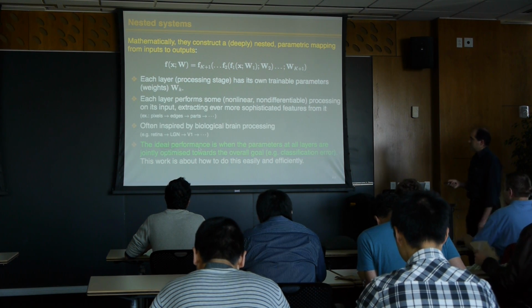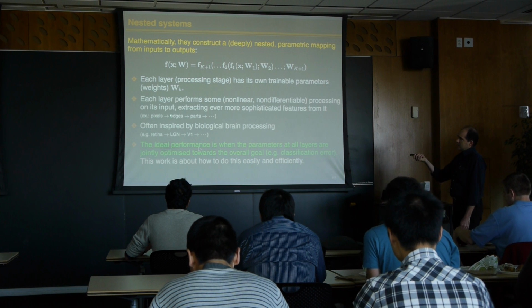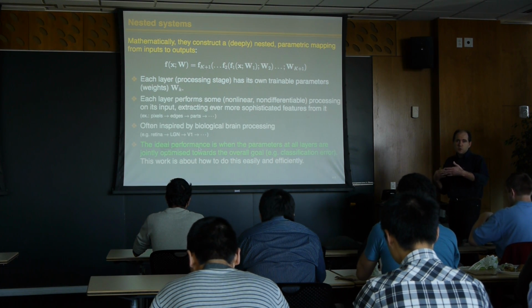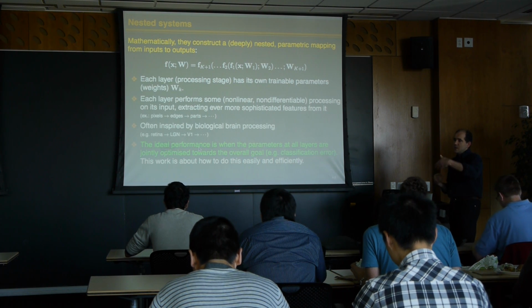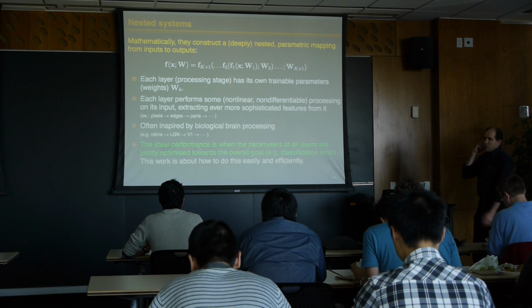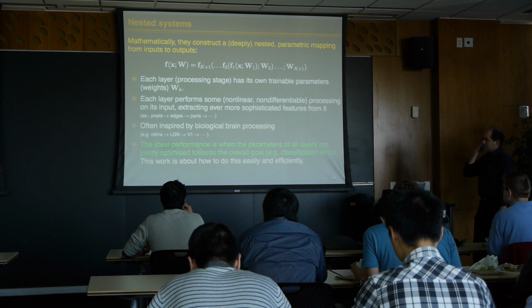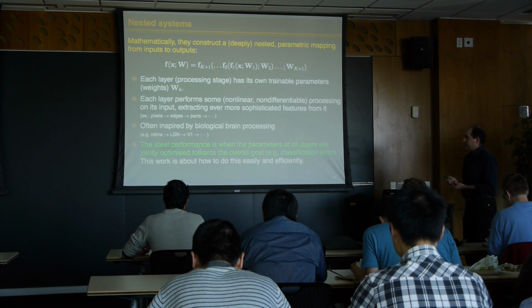For example, in computer vision, often you start from the pixels of the image, and then there is a first layer that is going to do some filtering and extract, for example, edges. Then after that, you may get T-junctions, parts of objects, etc. And those are ever more abstract and sophisticated representations of the image, which are often inspired by biological processing.